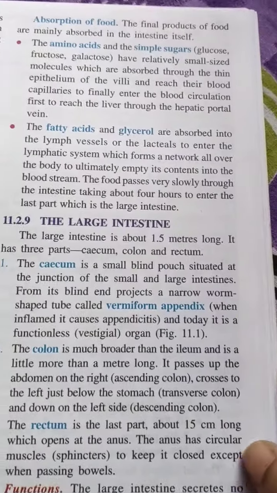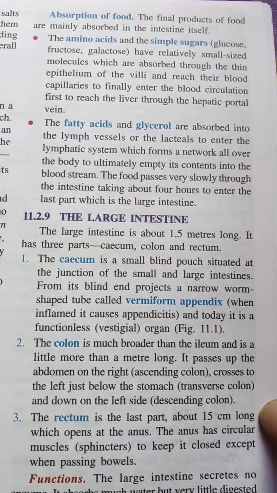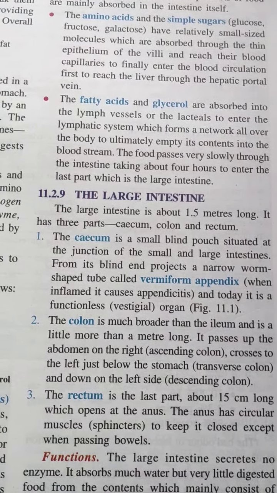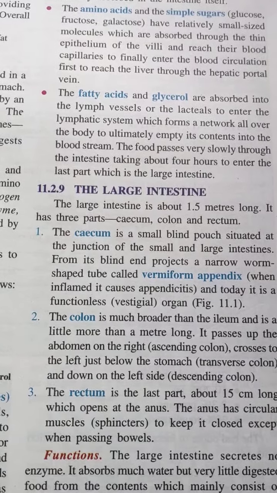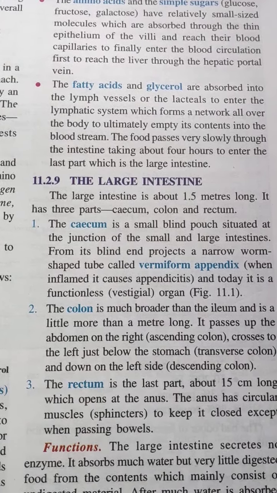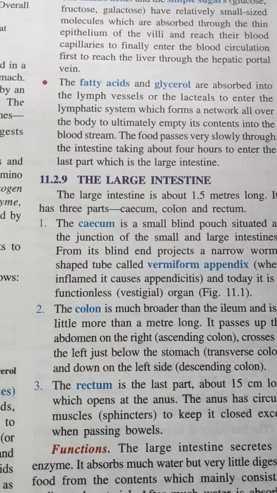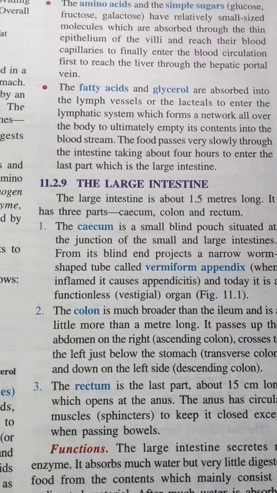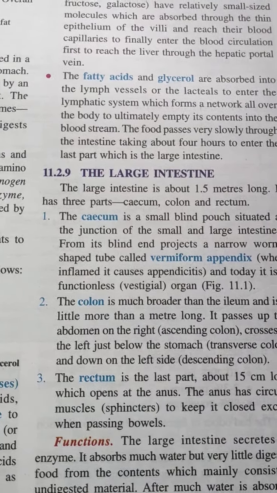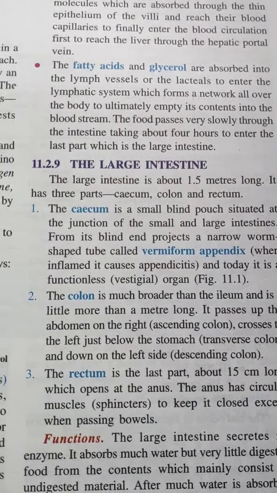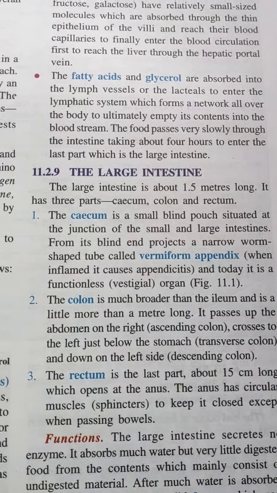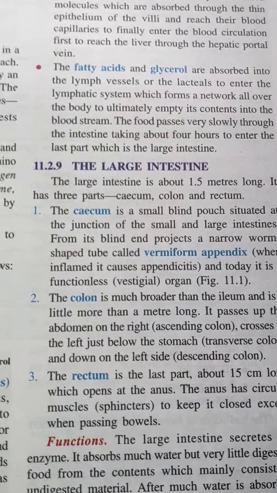Now, absorption of food. The final products, the amino acids and simple sugars, have all relatively small sized molecules which are absorbed through the thin epithelium of the villi and reach their blood capillaries to finally enter the blood circulation. The fatty acids and glycerol are absorbed into the lymph vessels or the lacteals, we have just read about it, to enter the lymphatic system, which forms a network all over the body to ultimately empty its contents into the bloodstream.